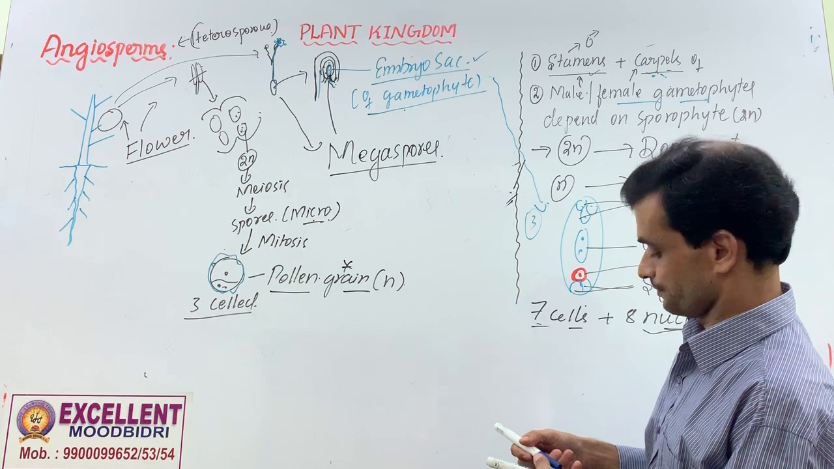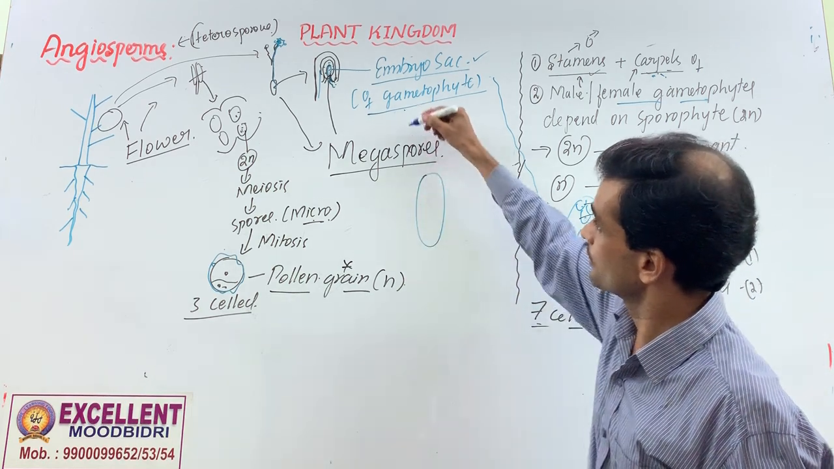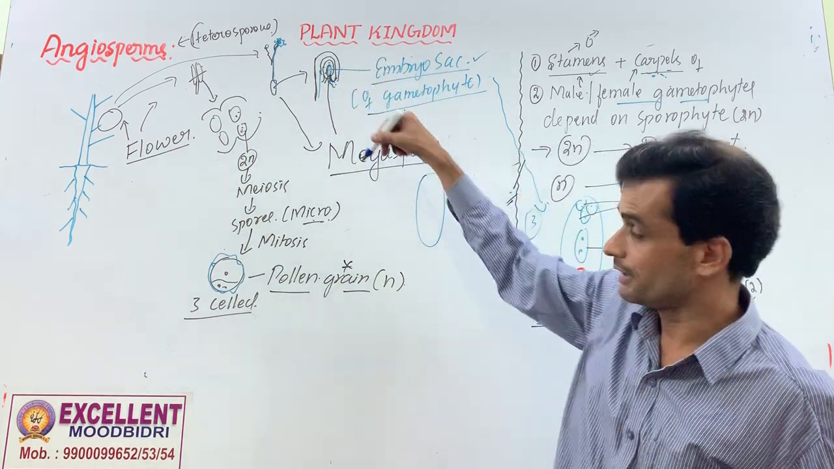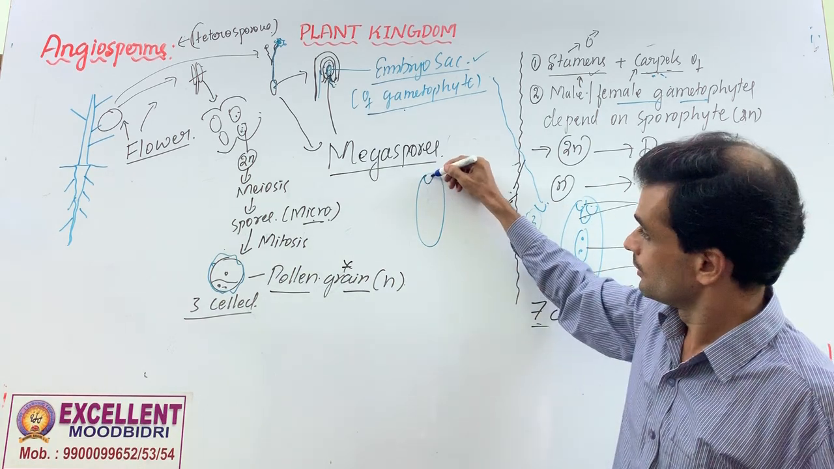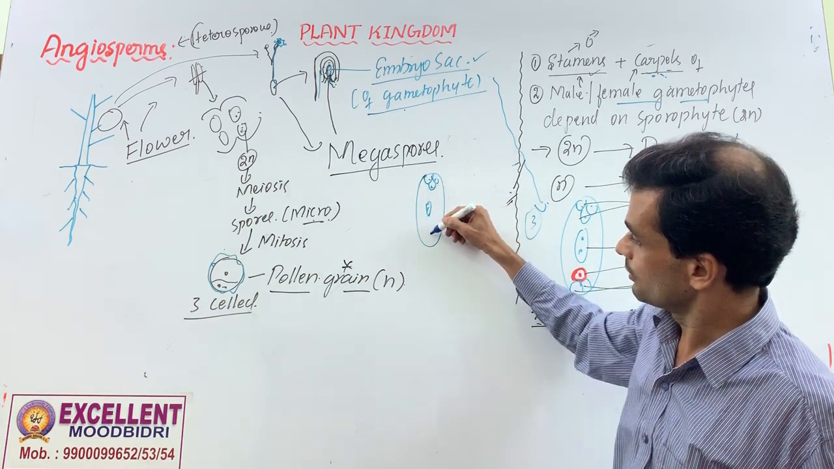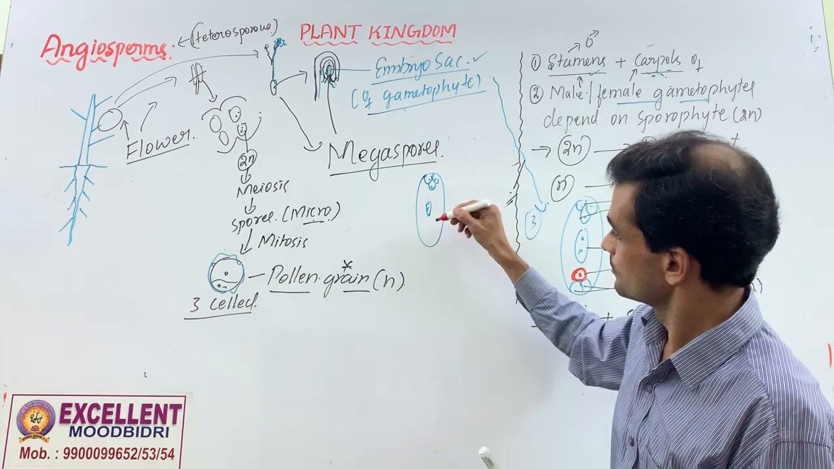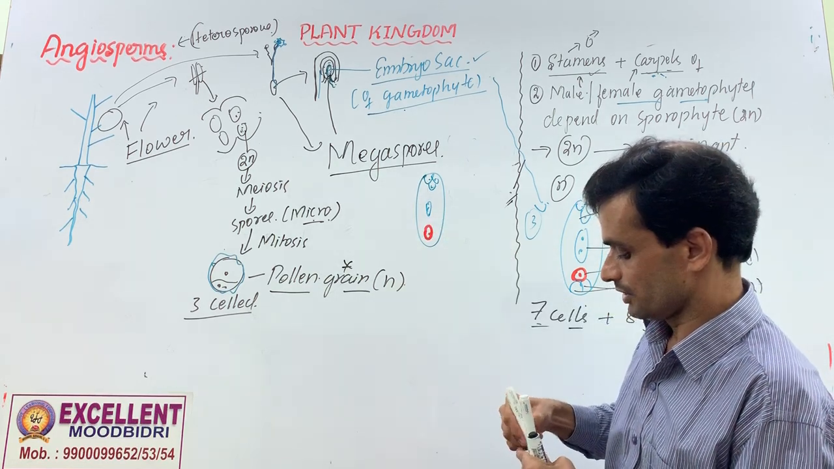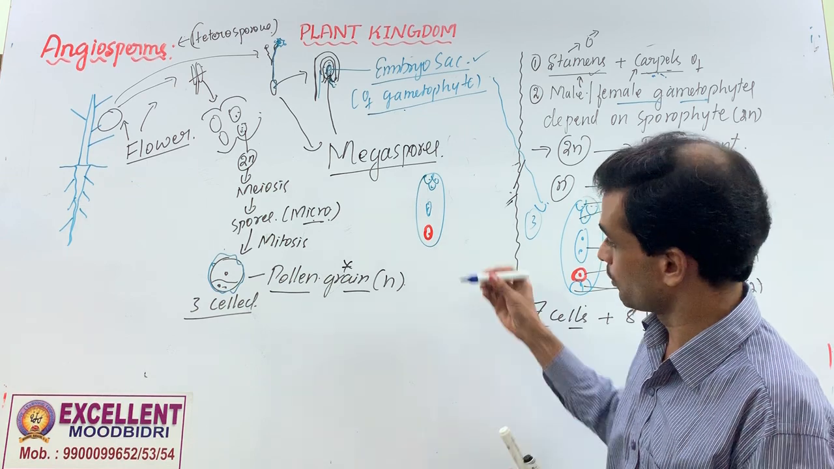Imagine this is the embryo sac. From the ovule, I have taken this only. Antipodals, central cell, one egg, and the other two are synergids. Synergids probably attract the pollen tube.